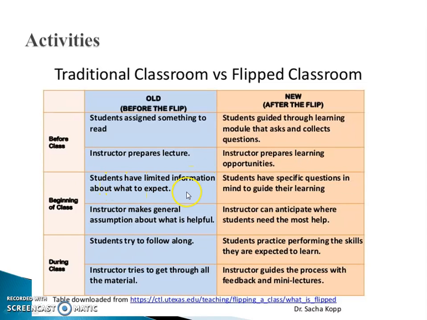At the beginning of the class, in the traditional class, students have limited information about what to expect. Instructors make general assumptions about what is helpful. In the flipped classroom, students have specific questions in mind to guide their learning. Instructor can anticipate where the students need help.